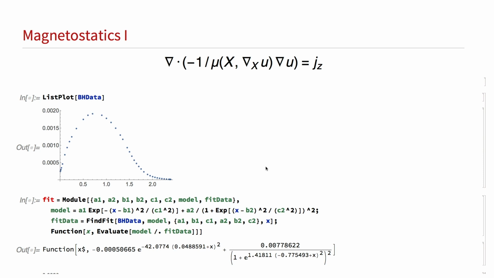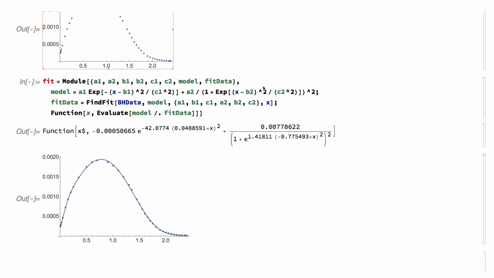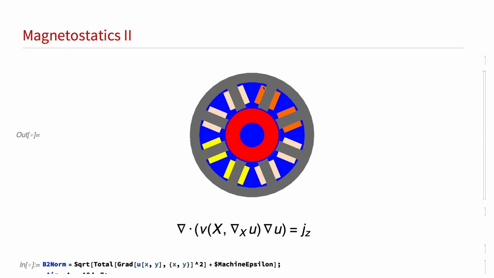And these data are called BH data. So it's a relation between the B field and the H field, and that's the permeability. And this is a plot of such data. I've made a fit of that data to use that fit in the coefficient. So this is the actual device I want to model. In gray, we see the stator. In red is the rotor, and in blue is air. And the colors orange, white, and yellow are the coils around the fingers.